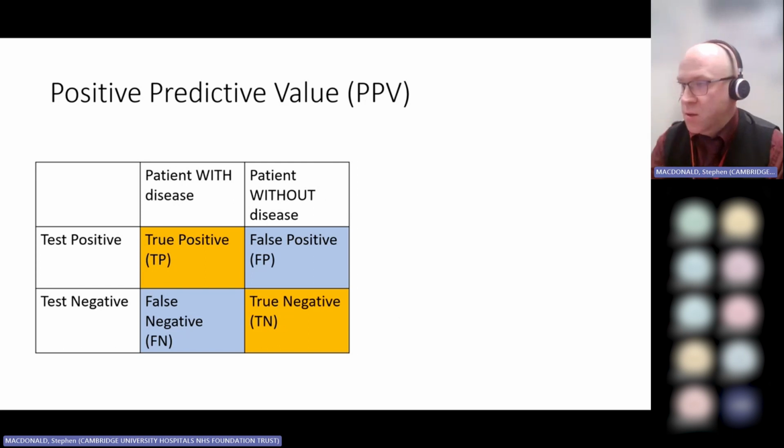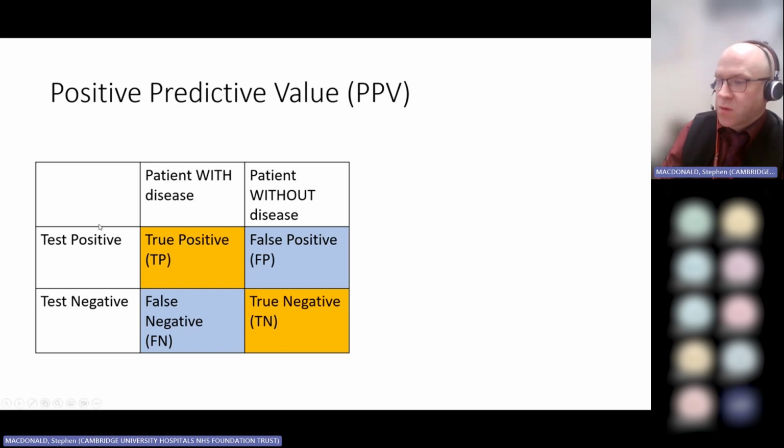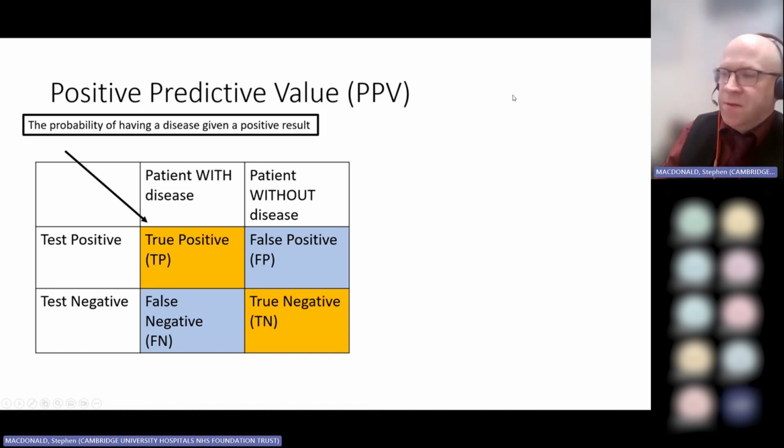What we're trying to do is predict whether a patient has an unknown disease based on a test result. So it's the test that's coming before the classification of the patient. Two metrics which help us with that are the positive predictive value and the negative predictive value. The positive predictive value is the probability of having a disease given a positive result. That is different from what we said with the sensitivity.